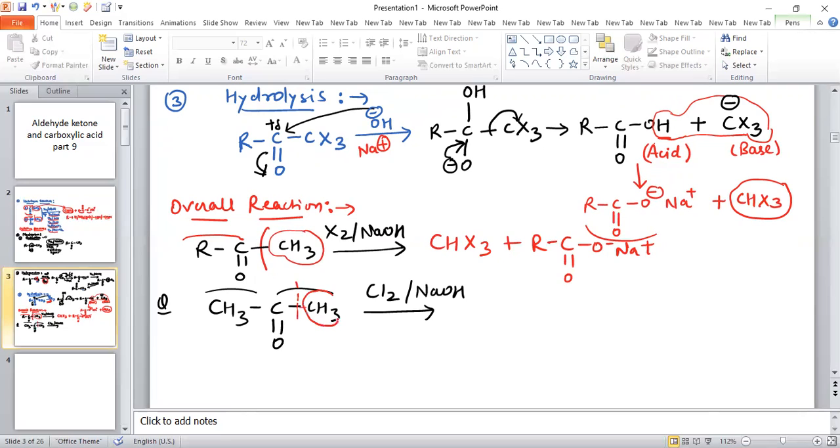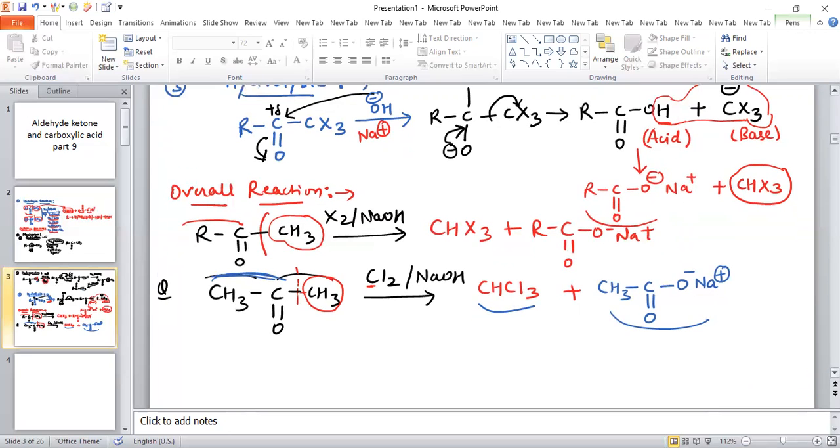So one of the CH3 groups will convert into CHX, where X is now chlorine, so this will convert into chloroform, and the other part will convert into the salt of carboxylic acid. So CH3COO minus, Na plus. This is basically the salt of carboxylic acid, and this is basically the chloroform.